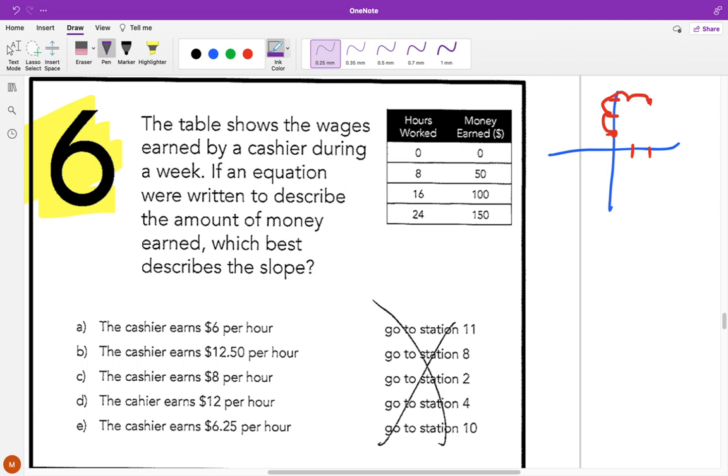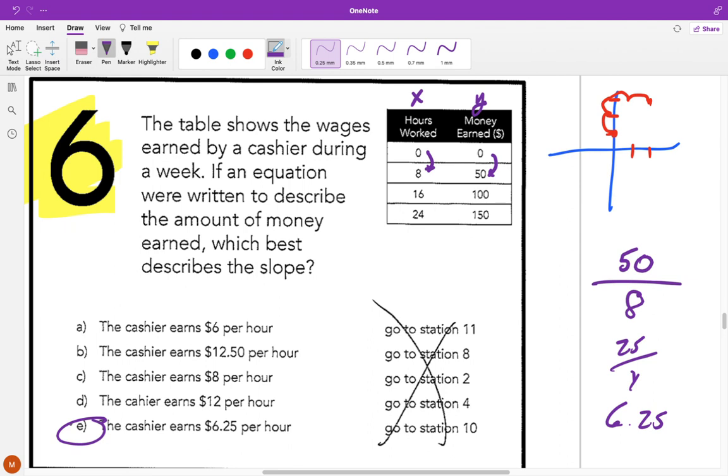We can say, okay, well, first off, which one has to be our x? Hours worked or money earned? Well, I know time is our independent, so x, and then money that we're earning is our y value. Well, our change in y from 0 to 50 is 50. So I know that my change in y is 50. My change in x from 0 to 8 is 8. So then from here, I know 50 over 8 is going to be 25 over 4, which is then 6.25. So that means our slope will be $6.25 per hour because it's hours worked and money earned. All right, that is it for this video.